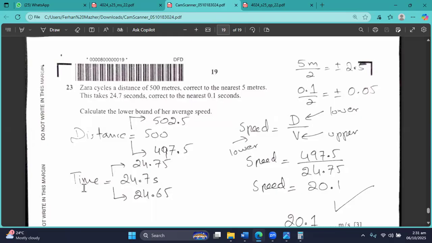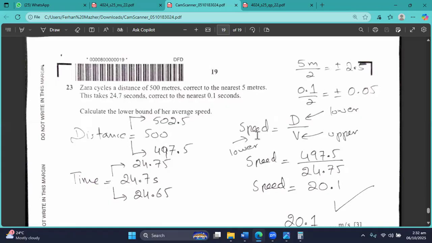And then the time is 24.7 seconds, which is correct to 0.1 second. Divide 0.1 by 2, you get 0.05. If you add this to 24.7, you will get the upper bound of the time. If from 24.7 seconds you subtract this, you get the lower bound of the time. So the upper bound is 24.75. The lower bound of the time is 24.65. You know, the speed is equal to the distance divided by the time.